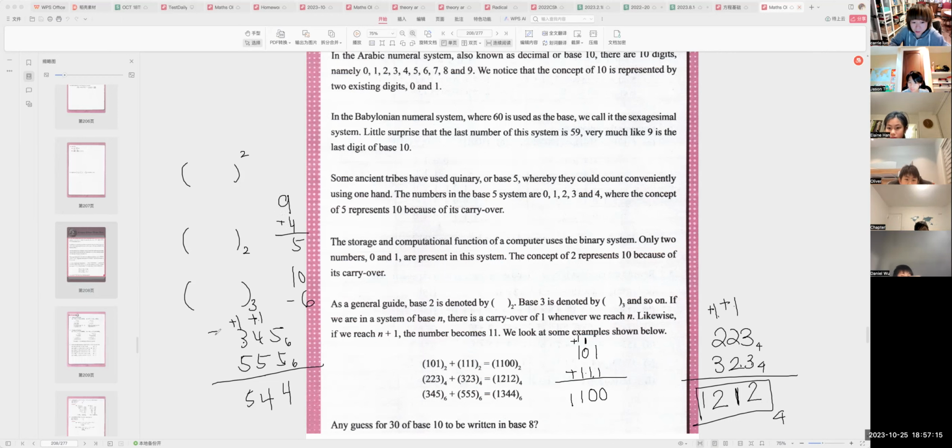So 5 and carry over 1. So 1 drops off. Oh, sorry. 1 plus 3 plus 5. Oh, sorry, 6. 9 minus 6 equals 3. Okay, so 1, 3, 5, 4.